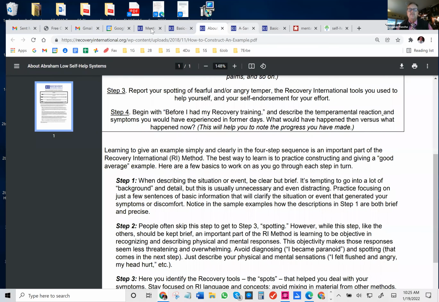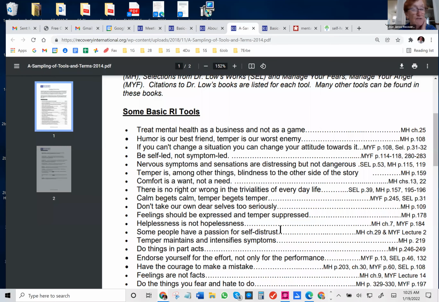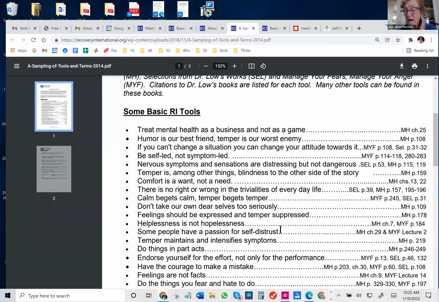Those are the spots. Stephan, let me give you a couple of spots. Technology does things to irritate us, I mean, not to irritate us, but it is irritating. This helpless feeling that you're feeling is not hopelessness, because you can decide, plan, and act to continue with your presentation, and endorse yourself for all the physical discomfort that you're tolerating so that you can present. And you can do things in part acts.